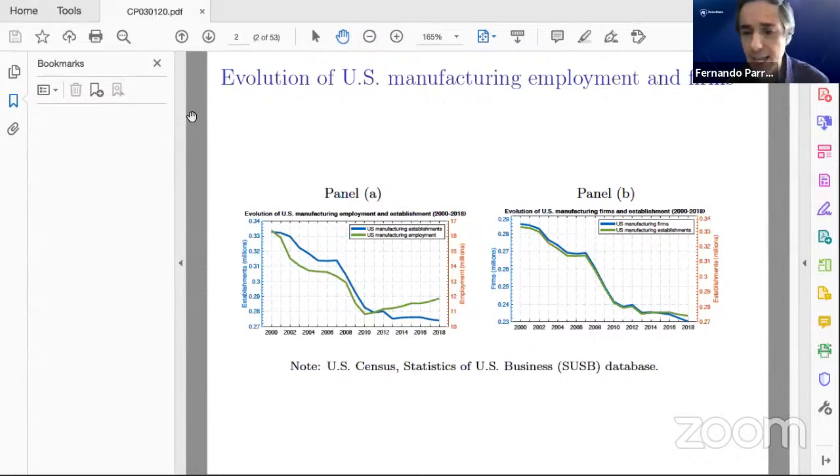So on the right-hand side, we see that firms and establishments moved very similarly. And this is just to say that in the paper and during the rest of the presentation, I'm going to talk about establishments and firms as the same thing.